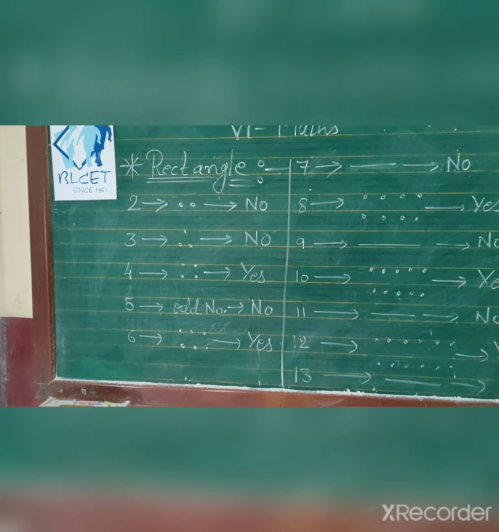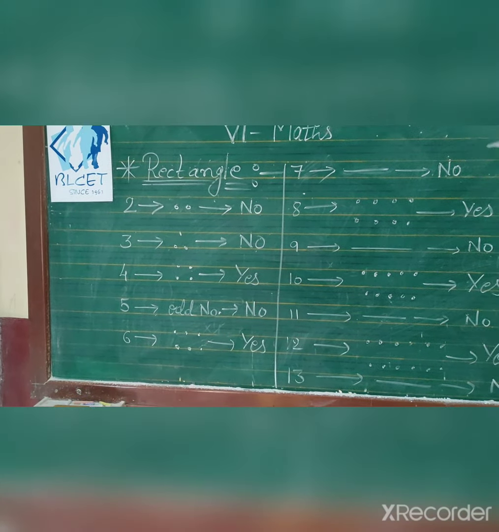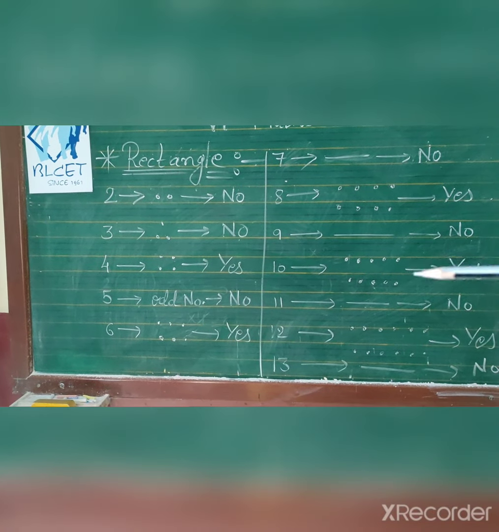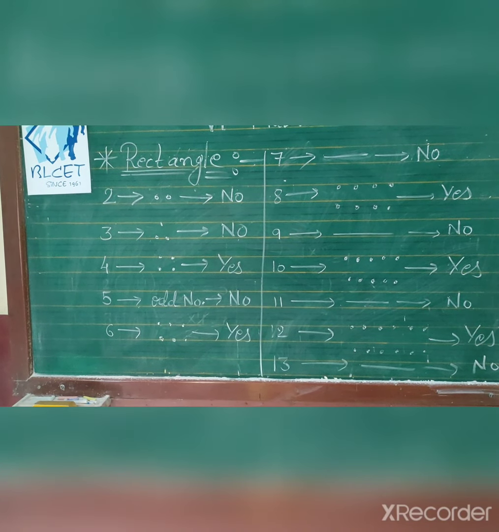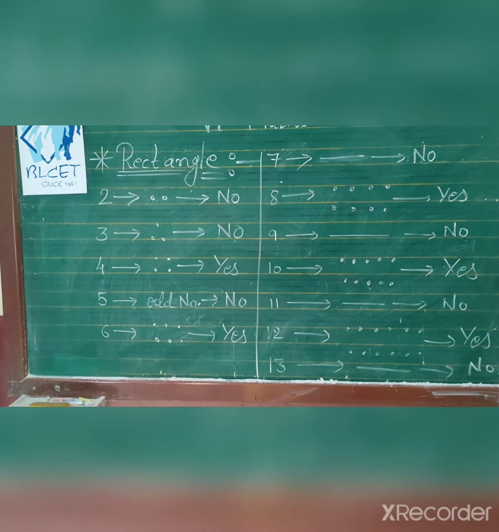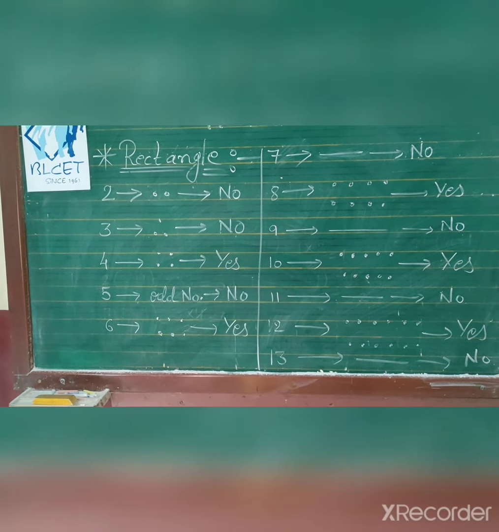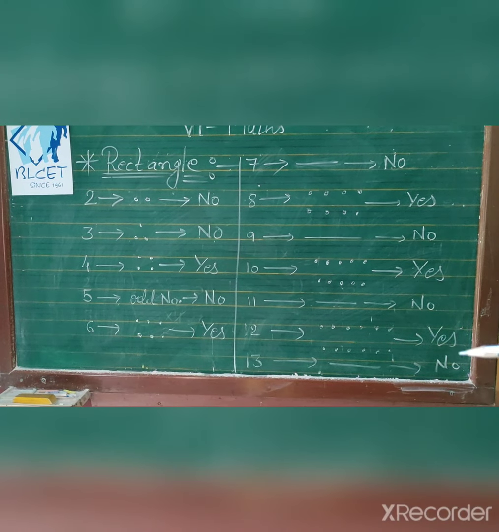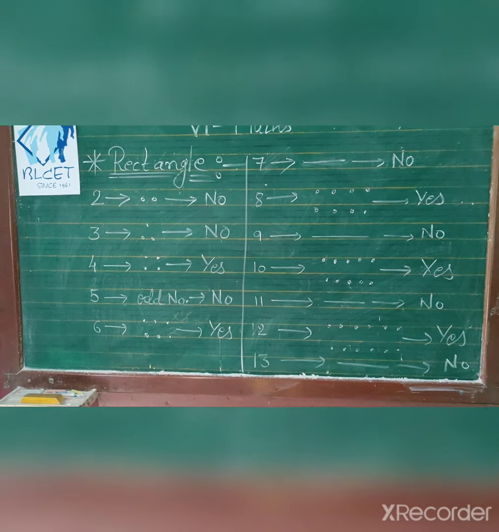will not form a rectangular shape. So 6, yes. 7, no. 8, yes. 9, no. 10, yes. 11, no. Why? Because these all are odd numbers: 1, 3, 5, 7, 9, 11, 13. For 12, you can see 6 dots arranged. So yes. For 13, no.